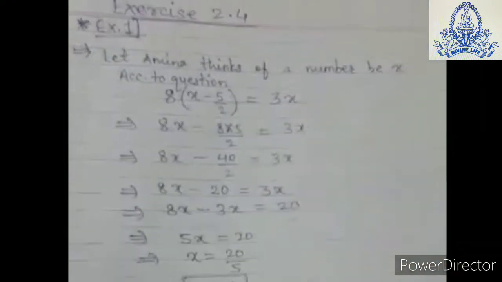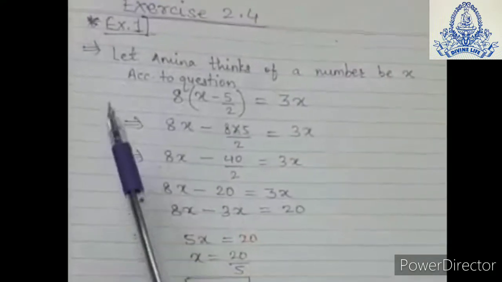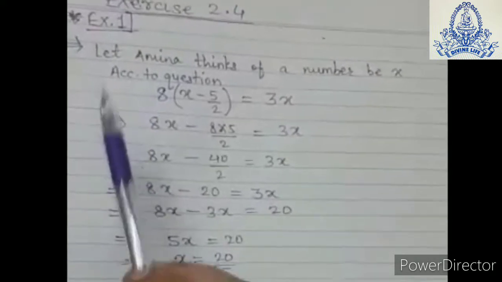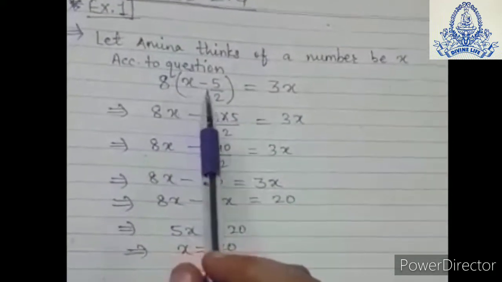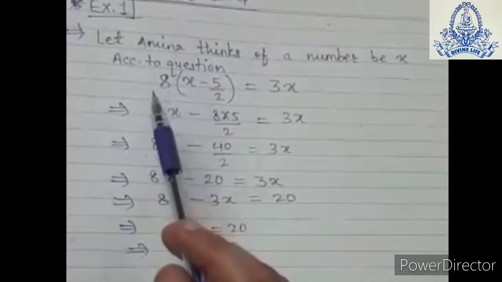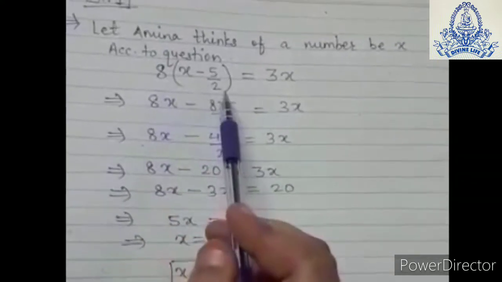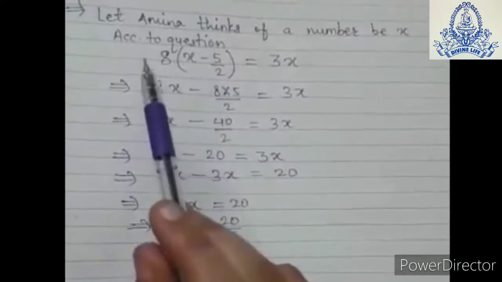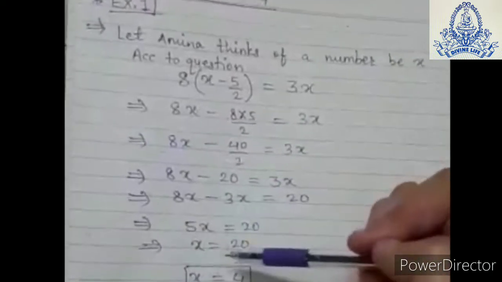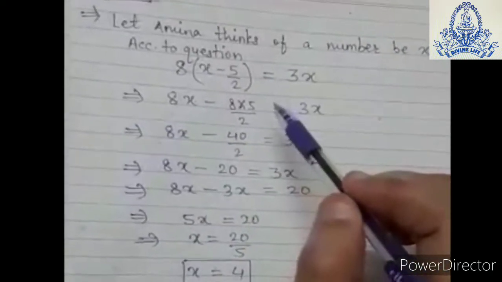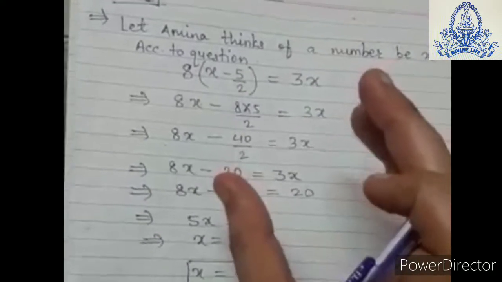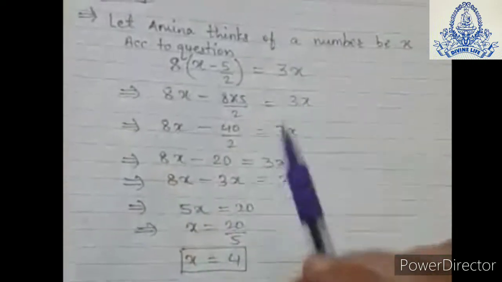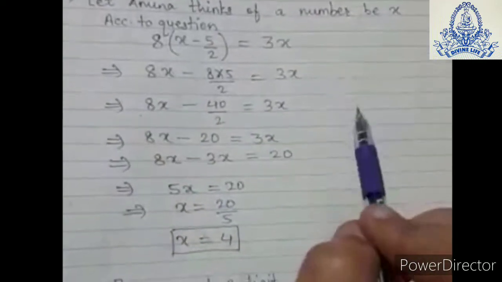See exercise 2.4, example 1. See what is the question? The question number 1. Amina thinks of a number and subtracts 5 by 2 from that number. Then multiplies 8 to the result, which gives her thrice the number she had thought. Okay, what is asked here? Amina thinks of a number and subtracts 5 upon 2 from that number. Whatever answer she gets, she multiplies it by 8. After doing this, she got the answer as 3 times the number she had thought.